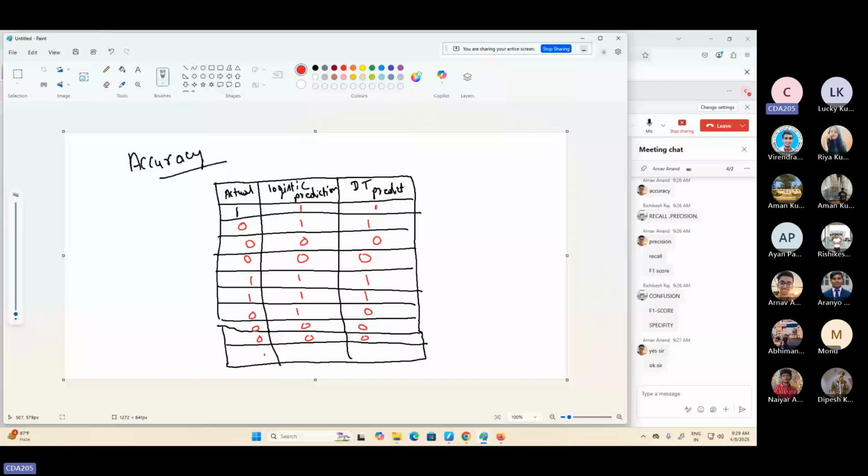Now calculate the accuracy of the logistic prediction and the decision tree prediction. Tell me the answer. What answer is coming? This is the output we got from the logistic regression and from the decision tree. You have to calculate the accuracy. Everyone calculate the accuracy.